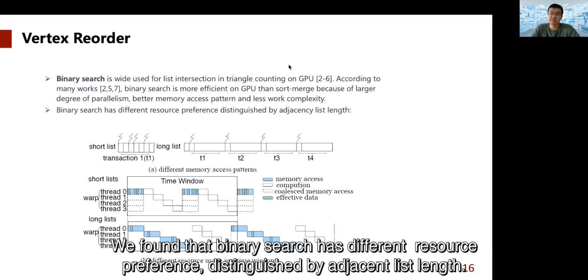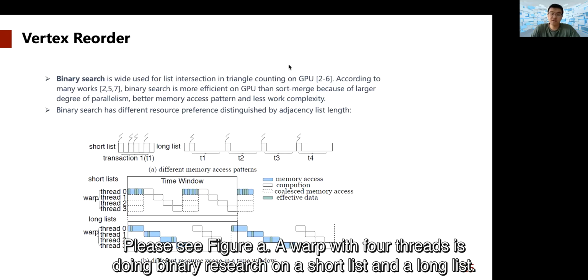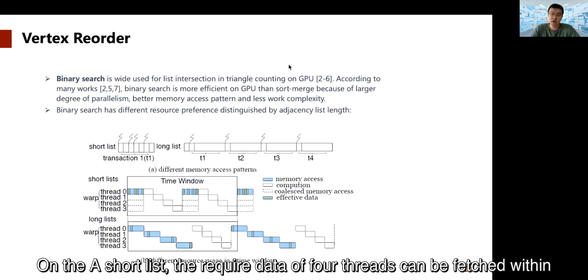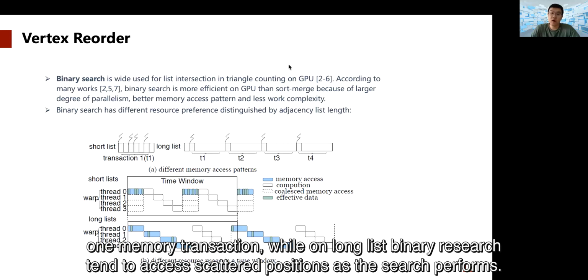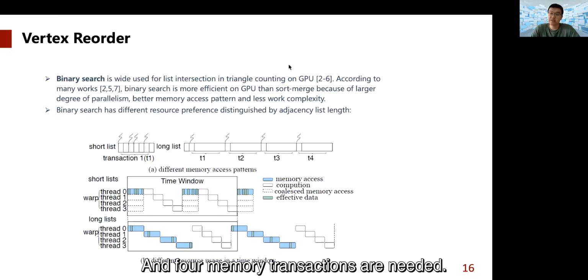We found that binary search has different resource preference distinguished by adjacent list lengths. Please see Figure A. A warp with 4 threads is doing binary search on a short list and a long list. On the short list, the required data of 4 threads can be fetched in one memory transaction, while on long list, binary search tends to access scattered partitions as the search performs, and 4 memory transactions are needed.